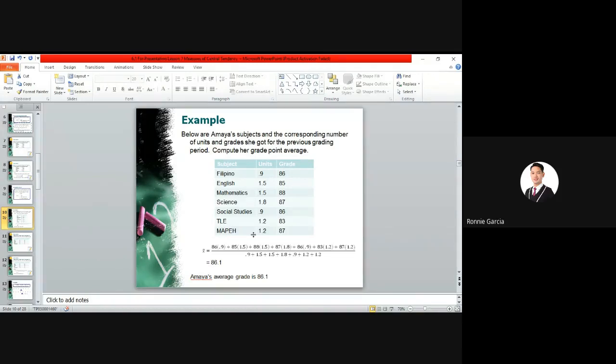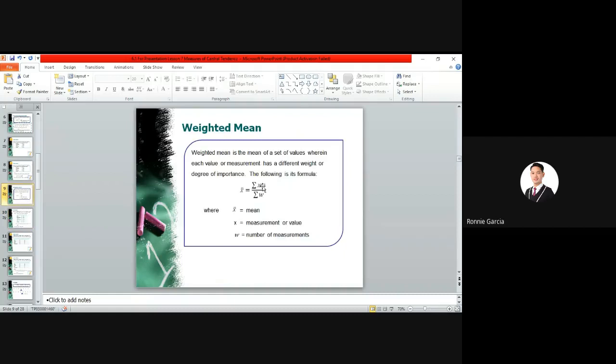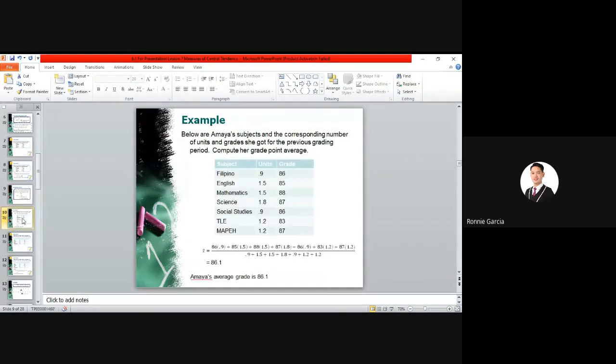So ang pasabot sa formula ganina, every value, every x will be multiplied to its corresponding weight. So ang 86 sa Filipino will be multiplied by 0.9. That's why 86 times 0.9 plus, mura na siya minus diri pero plus na siya, 85 times 1.5, that's for English. For Math, 88 times 1.5 and so on.